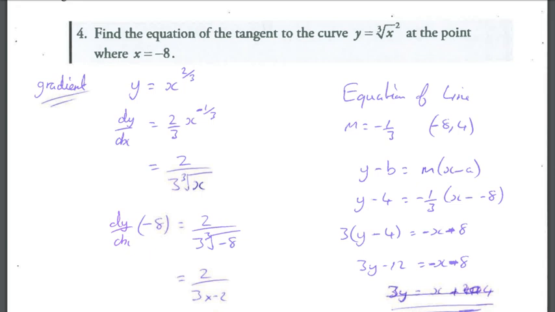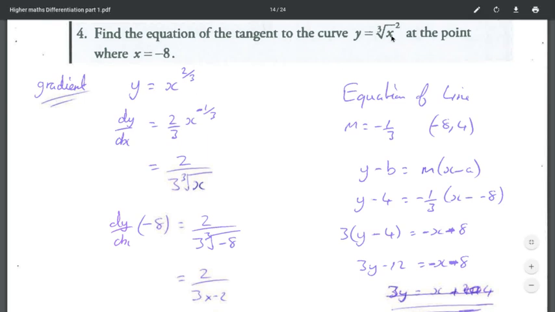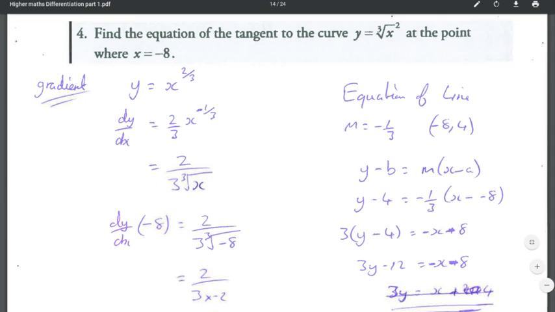We are going to find the gradient of the curve when x equals -8. We are going to find the y-coordinate as we're not given it, and then we're going to find the equation of the line using y minus b equals m bracket x minus a. So let's find the gradient. So we have y equals the cube root of x squared, so top number is the power, bottom number is the root, so that we can write that as y equals x to the power 2/3.